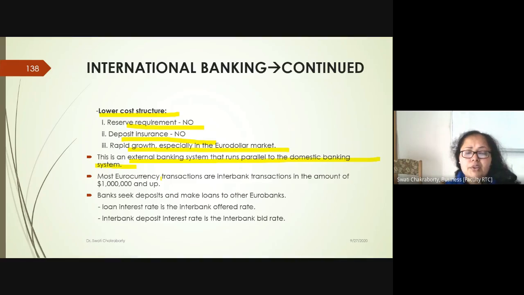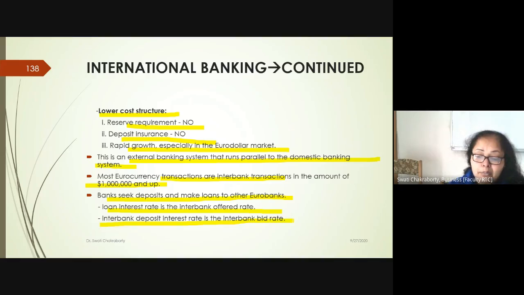Now, most Eurocurrency transactions are interbank transactions in the amount of 1 billion US dollars and up, right? Banks seek deposits and make loans to other Eurobanks. The loan interest rate is the interbank offered rate, and the interbank deposit interest rate is the interbank bid rate. Okay, one is the interbank offer rate, which is the loan interest rate, and the interbank bid rate is the interbank deposit rate.